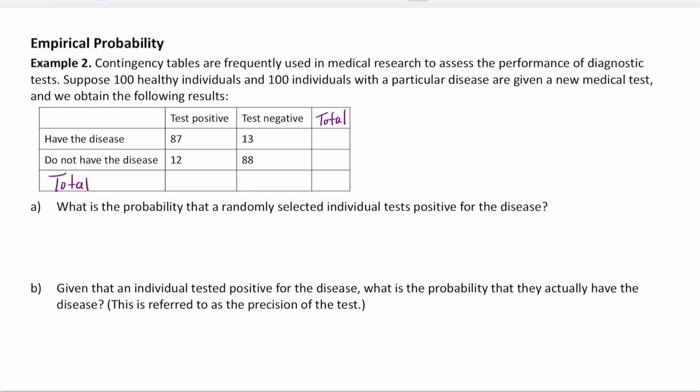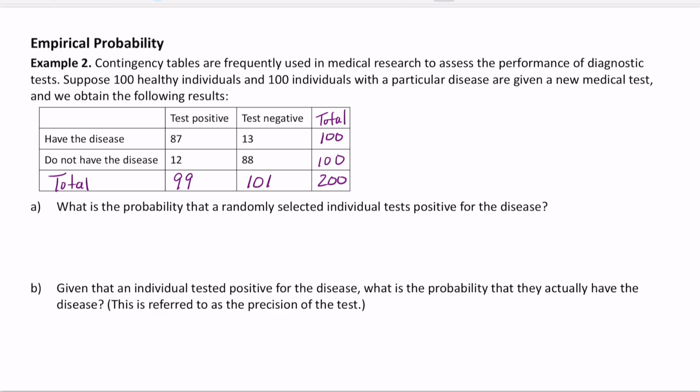I want you to notice that with a contingency table, the rows will be added together to give us our total for that row. So 87 plus 13 gives us 100. 12 plus 88 gives us 100. And then the columns get added together to give us our totals for the columns. So 87 plus 12 gives us 99, and 13 plus 88 gives us 101. To get that final one, we can add up either the column or the row. Either way, we should still get the same number of 200.